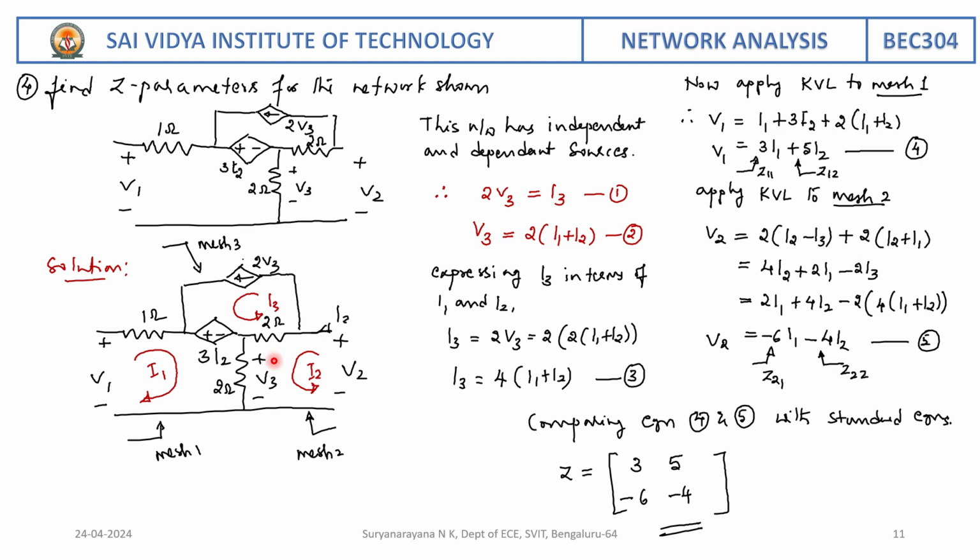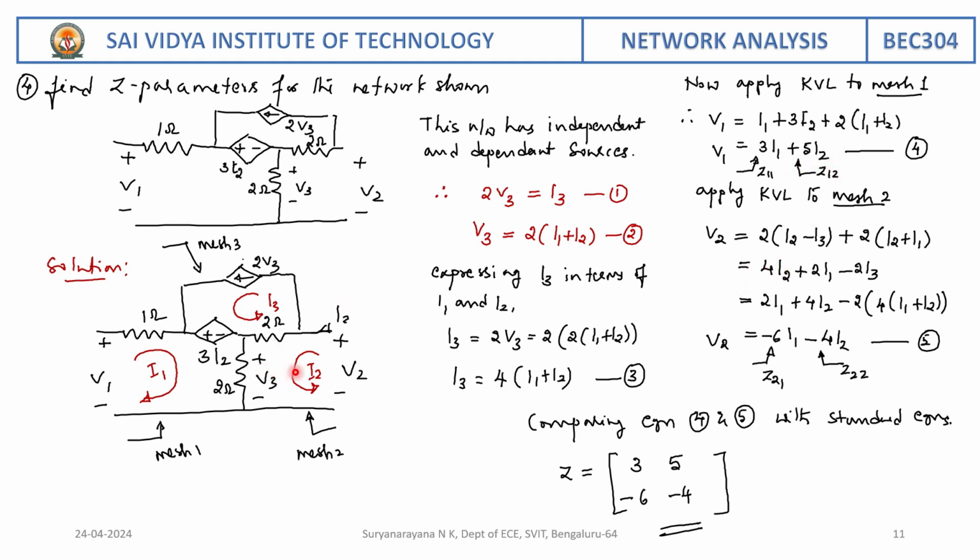Now apply KVL to mesh 1. Write the equation V1 is equal to I1 plus 3I2 plus 2 into I1 and I2 are in the same direction, therefore you have to add here. Simplify. Now the standard equation of voltage consists of only I1 and I2 terms.